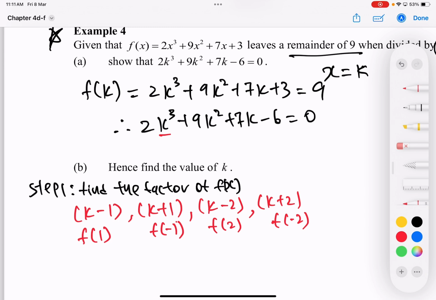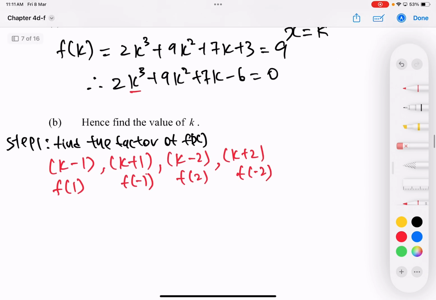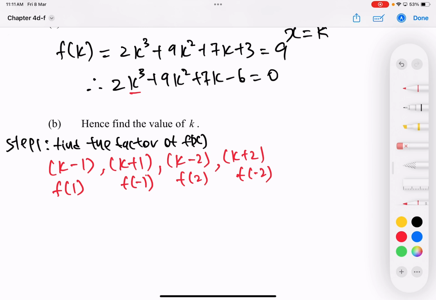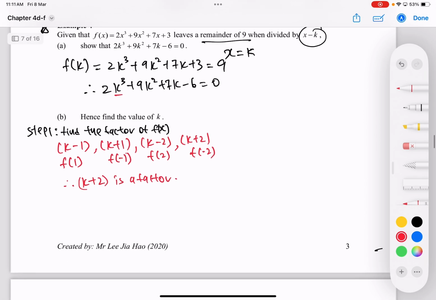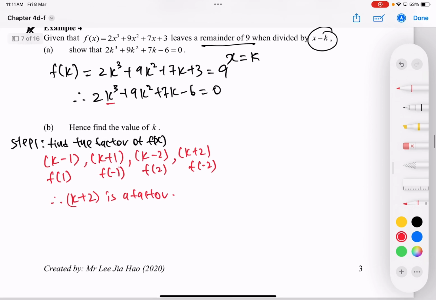Negative 2, right? For those of you who have tried, only when you substitute in negative 2 does it work. So therefore, what does it mean? k plus 2 is a factor. Okay, so if you know that it's a factor, do long division.